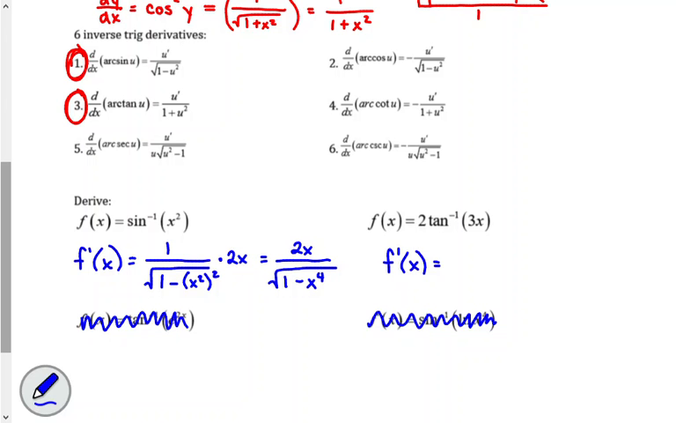So it'd be the 2 we can put on the top as well, and then u prime is 3 over 1 plus, there's no square root for inverse tangent because you square the secant, so 1 plus quantity 3x squared. Or you can simplify it to 6 over 1 plus 9x squared. Okay. Good?